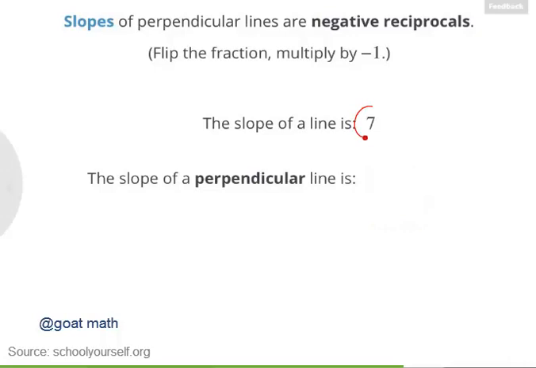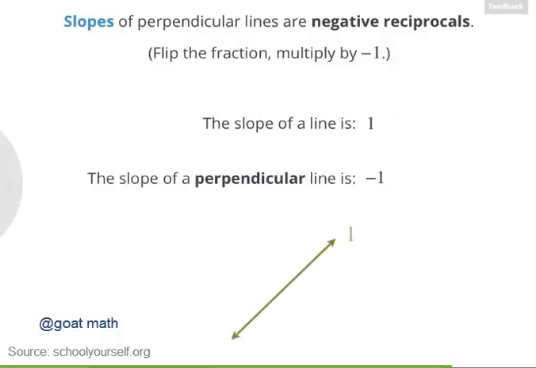Right, the negative reciprocal of 7 is negative 1/7. Here's a line with a slope of 7, and here's a line with a slope of negative 1/7. Again, they're perpendicular. So if a line has a slope of exactly 1, then what's the slope of a perpendicular line? Precisely, 1 is the same thing as 1 over 1. So the negative reciprocal is then negative 1 over 1, or negative 1. So lines with slopes of 1 and negative 1 are perpendicular.